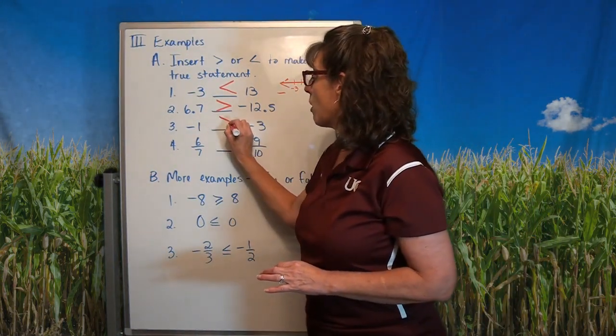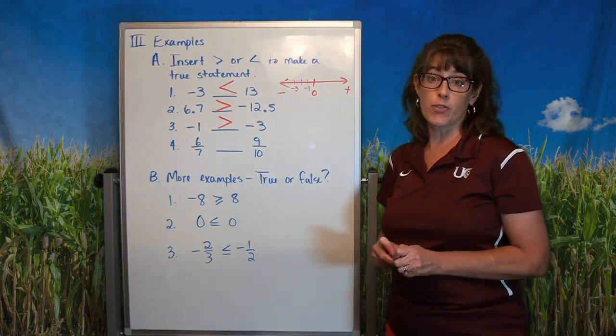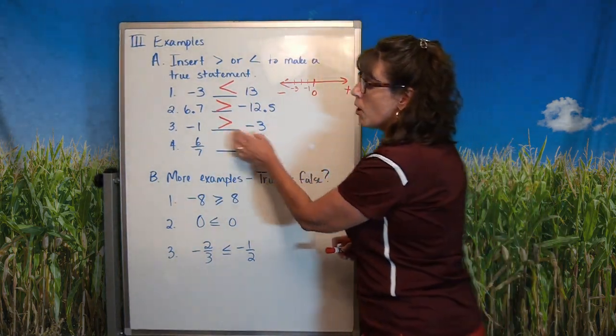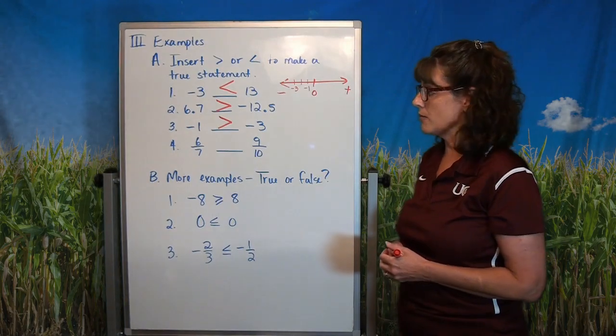So I want the small end of my inequality symbol to go with the small number. -3 is smaller than -1, less than -1.